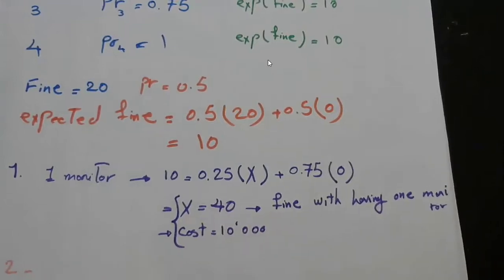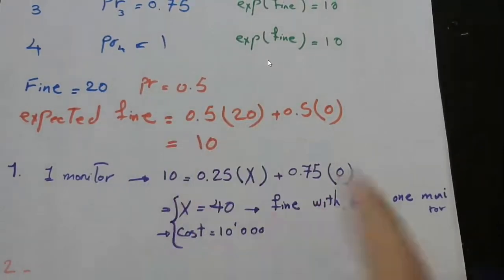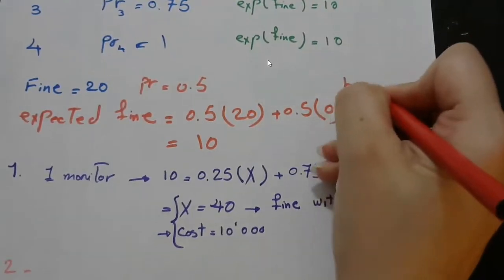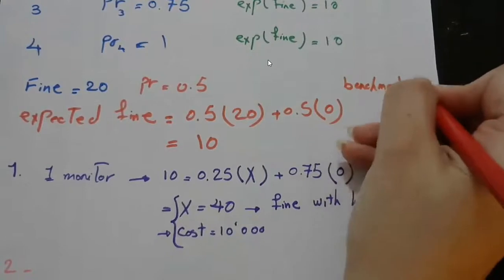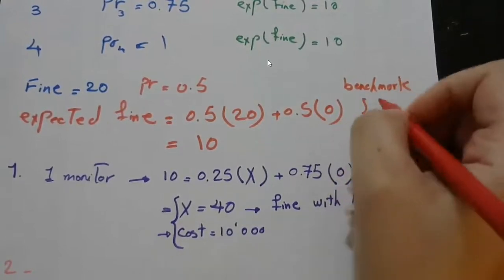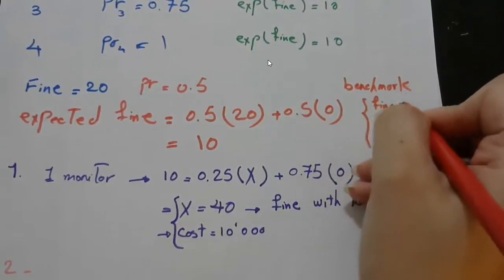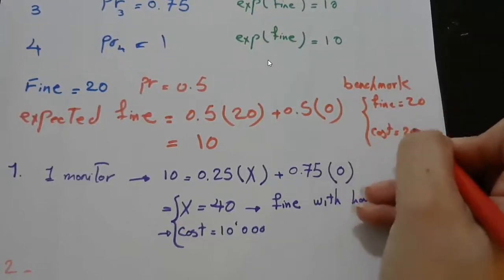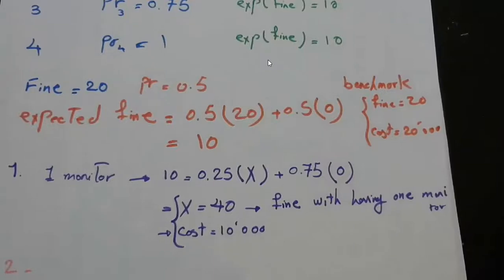So what was the current situation? The current situation was here, right? So let's write the benchmark. The benchmark means the current situation. Then we want to compare all the situations with the benchmark. So this is our benchmark. Okay, so what was the benchmark? That fine is 20 and the cost is 20,000 because we are using two monitors.